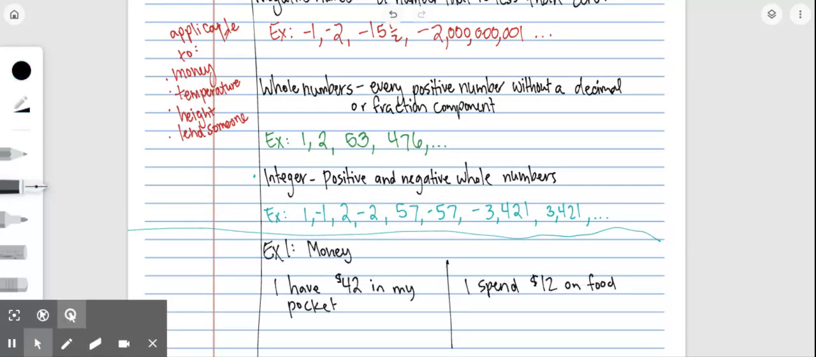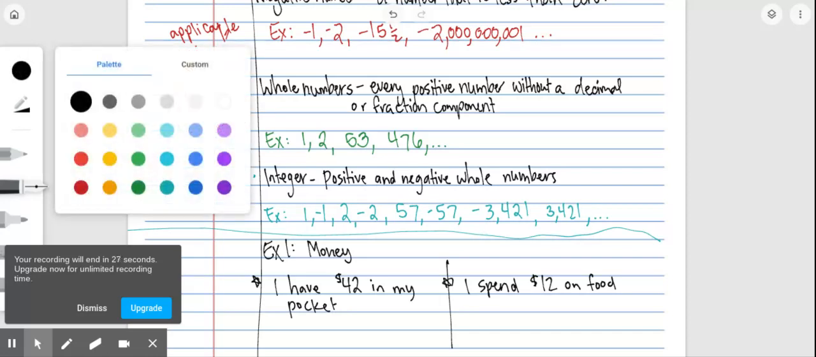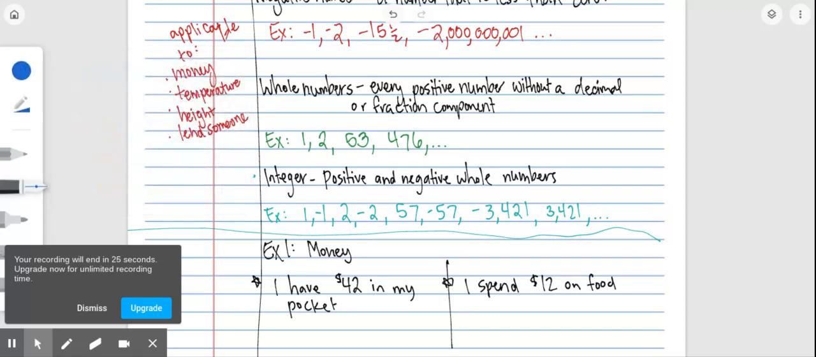In the first scenario, I have $42 in my pocket. In the second scenario, I spend $12 on food. So let's talk about these in terms of integers. If I have $42 in my pocket, then this is a positive number. This is positive 42. Or you can just write it as regular 42. You don't have to put the positive sign. I spend $12 on food. Well, if I'm spending money, then that's taking away or it's subtracting. So I have a -$12. So these are my integer components.